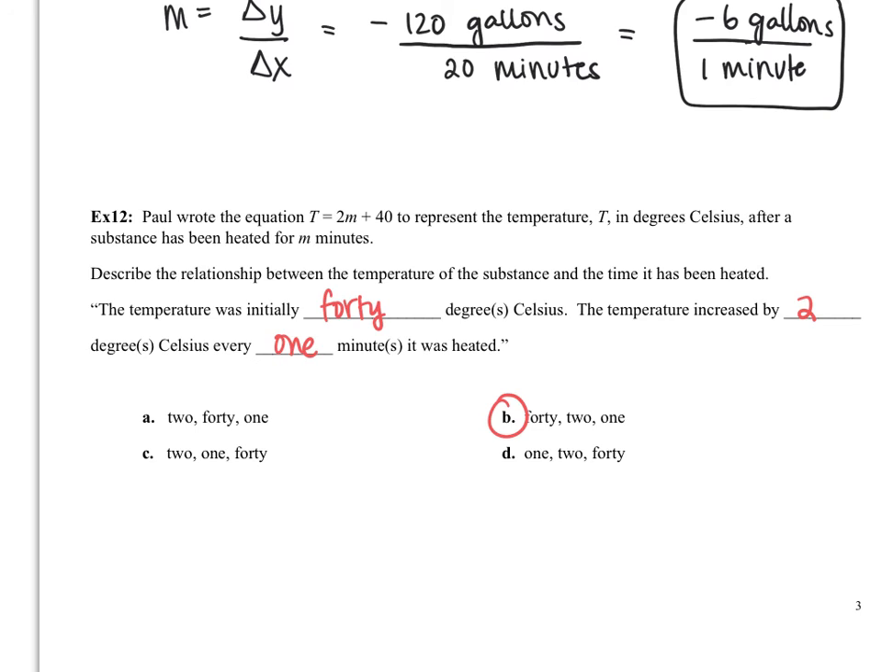So this is going to mean that our temperature was initially 40 degrees and that it was increased by 2 degrees for every 1 minute it was heated, and you can think of the slope as being 2 over 1, which if you're wondering where that 1 came from, remember we can always change a slope to a fraction by putting it over 1.